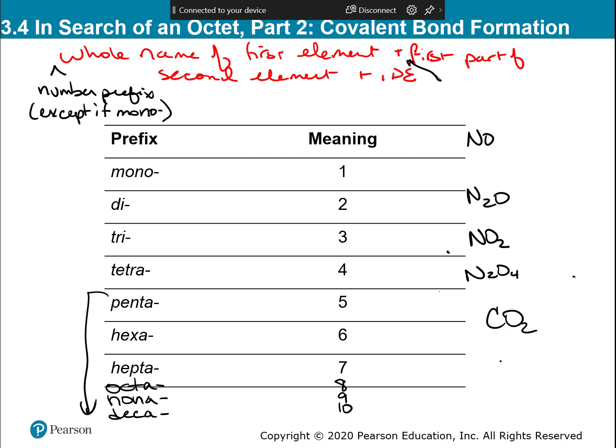So if we had N2O, NO, here's one of the exceptions. You don't have to use mono if the first element only has 1. You can leave the mono off. Other than that, you name the number of each element and it always goes in front of the name of that element. So if the first element has anything but 1, you're going to put its number prefix. The second element, no matter what its number, you always put its number prefix.